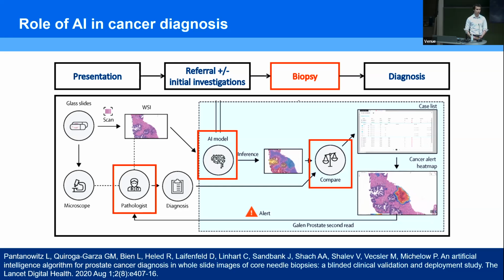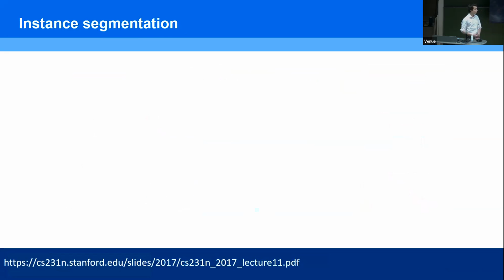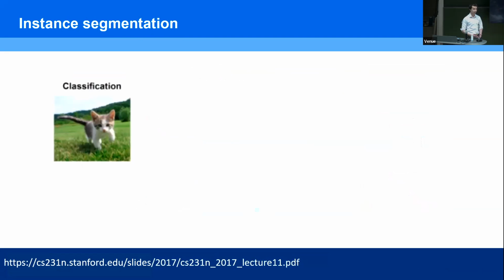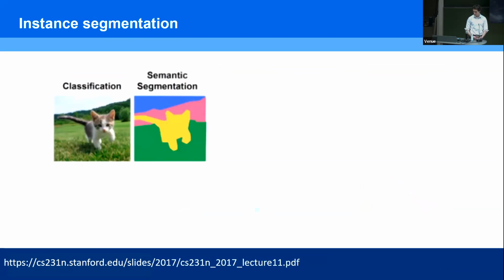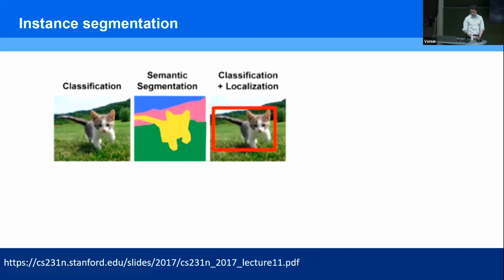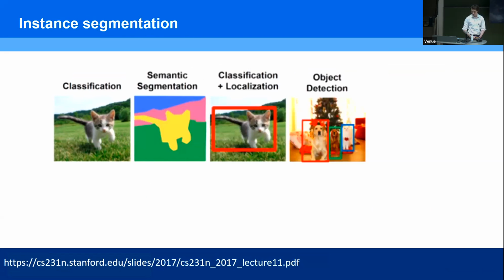Now, I've mentioned segmentation and classification. Let me give you a definition of what all of this means. By classification, we mean one prediction per image, like this, for example, would be a cat. Semantic segmentation is where you give a prediction for every single pixel of an image. You can also have localization, where you draw a bounding box around the classified object. You can also have object detection, where you draw bounding boxes around all the objects that you're looking for.